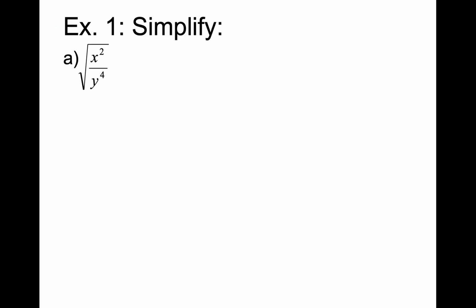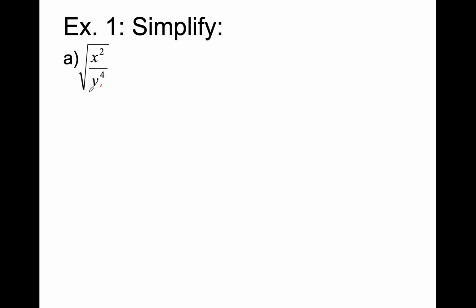Okay, let's go through an example. So, radical x squared over y to the fourth. Well, first step, we cannot simplify this fraction. We have x's on the top and we have y's on the bottom. Second step, let's check. Is the denominator a perfect square? It is. Y to the fourth is a perfect square.